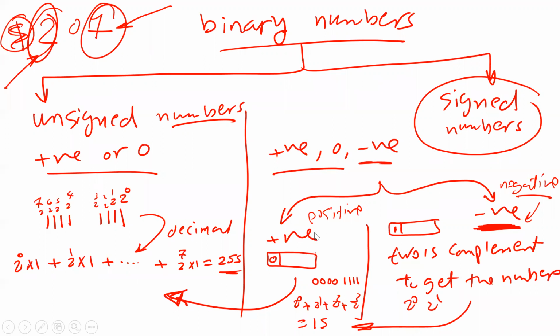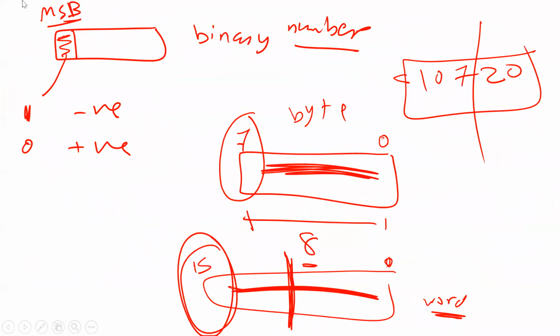If it is positive, it's going to be the same way as unsigned: 2 to 0, 2 to 1, 2 to 2, and so on. If it is negative, so this is a negative number, I'm going to calculate the two's complement in order to get the positive version of this number. Once it's positive, I calculate the value of this positive number, and then the original number is the same value but negative. And that's what I did here.